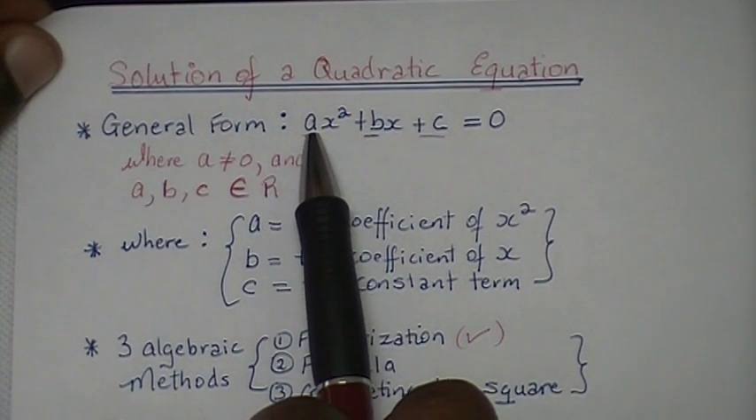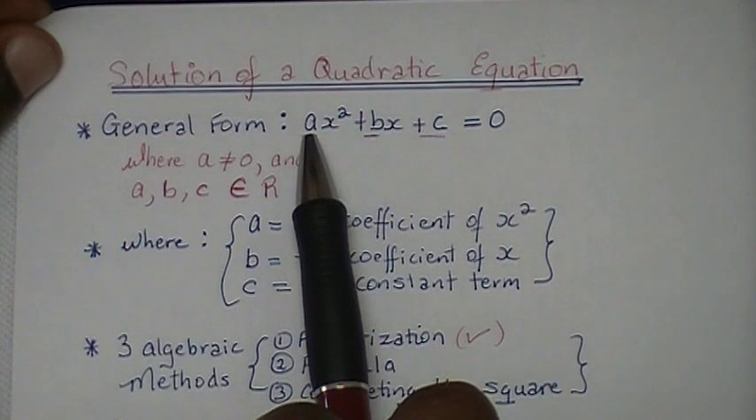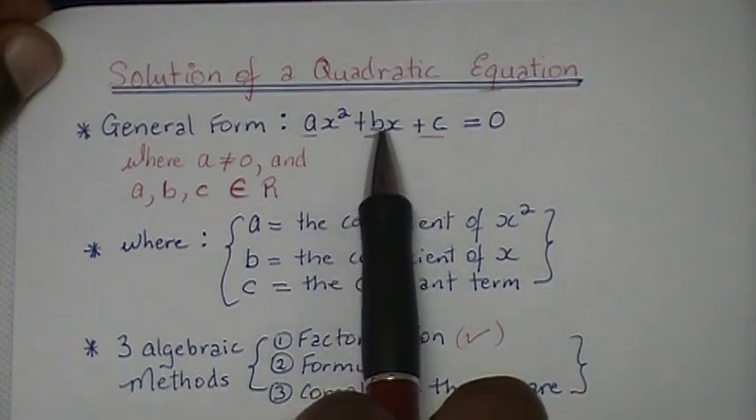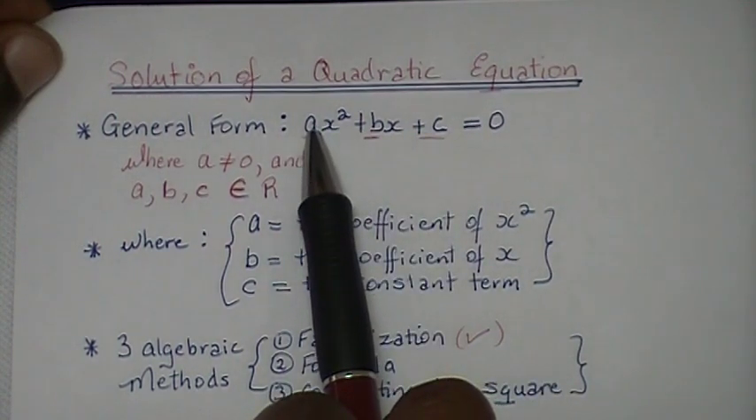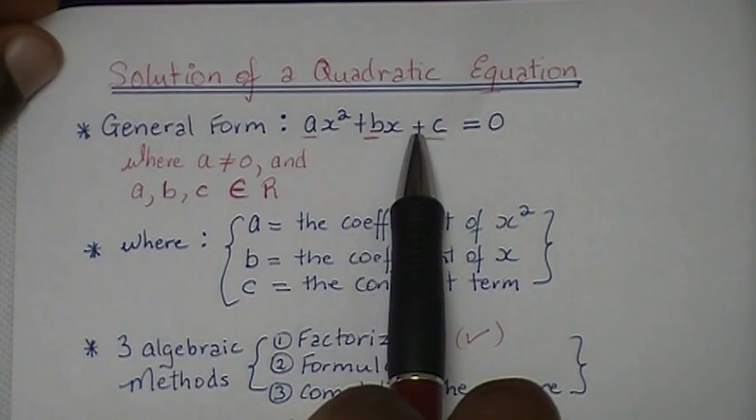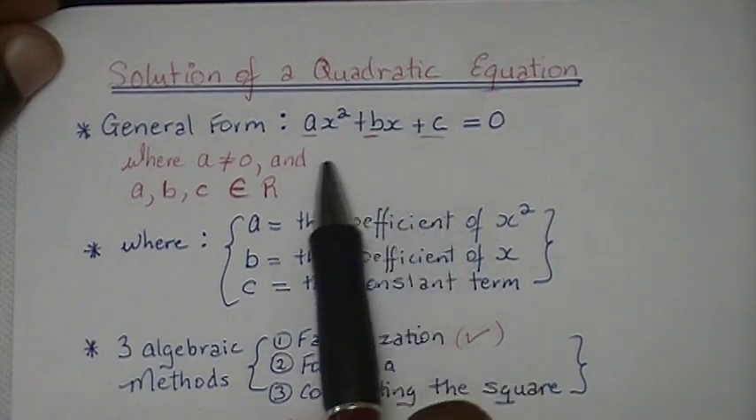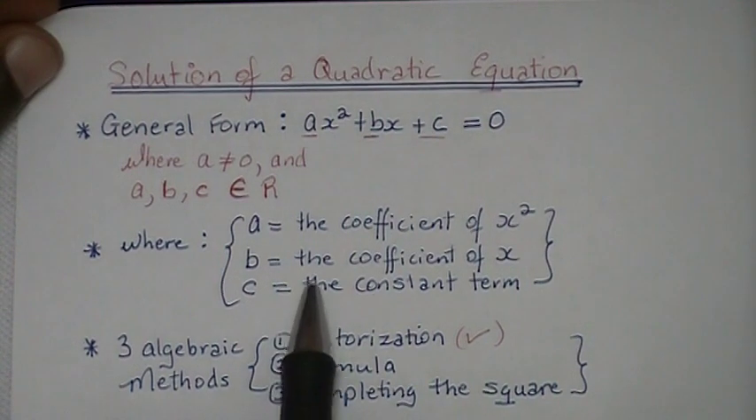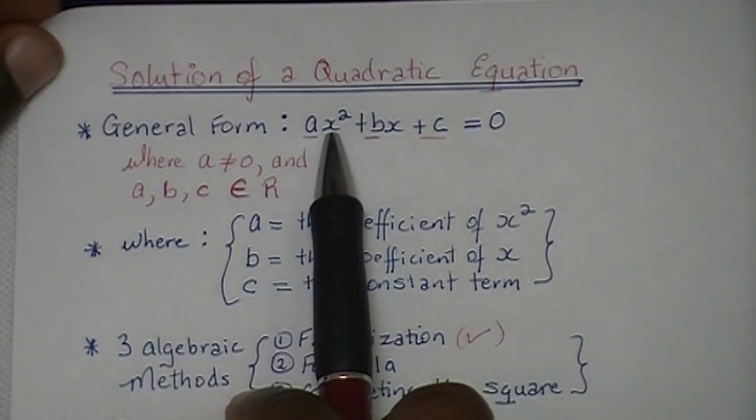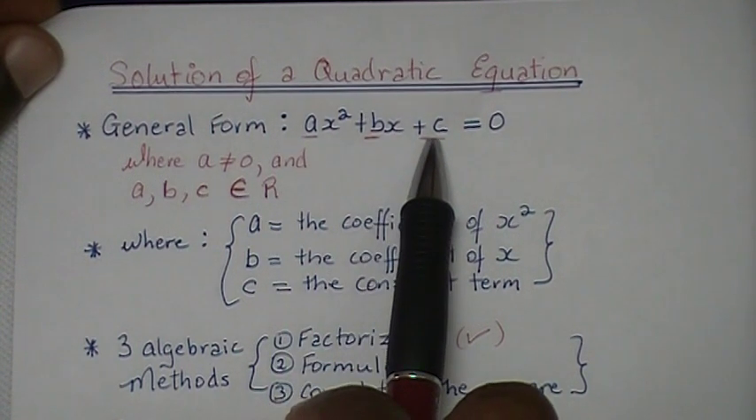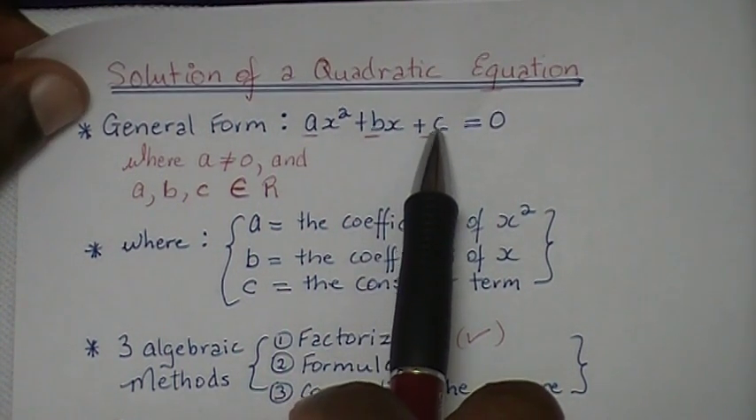In other words, they could be fractions, decimals, whole numbers, natural numbers, integers, all types of numbers, a, b, and c. However, again, a cannot be equal to 0. The x, however, is an independent variable. Now, a is the coefficient of x squared, b is the coefficient of x, and c is just a constant term, just a number by itself.